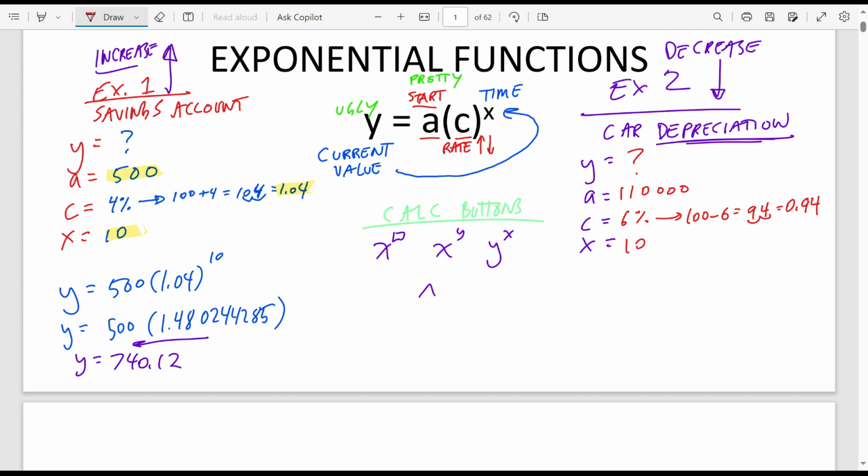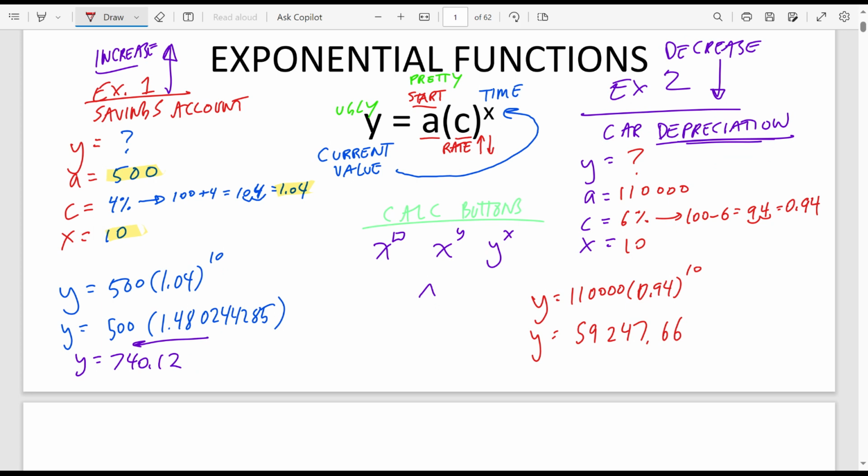So now I just go calculate this. $110,000, 0.94 to the power of 10. So again, what this is saying is that her vehicle retains 94% of its value every year. And then I go 0.94 to the power of 10, and then multiply that by 110,000. And I get something like 59,247 and 66 cents. Okay?